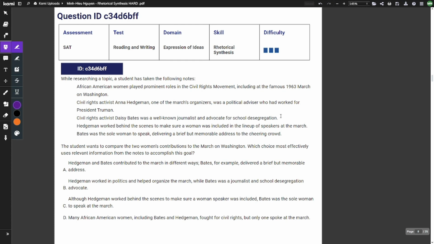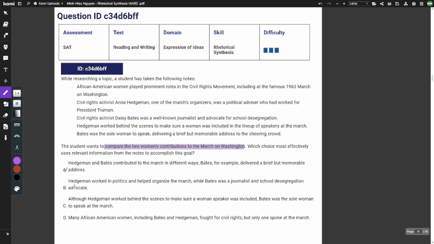Question number 8, let's find a task, which is to compare the two women's contributions to the March on Washington. Let's look at our answer choices. Hedgeman and Bates contributed to the march in different ways. Bates, for example, delivered a brief but memorable address. Cool, it talks about what Bates did for the march, but it doesn't talk about what Hedgeman did, so this answer is wrong.